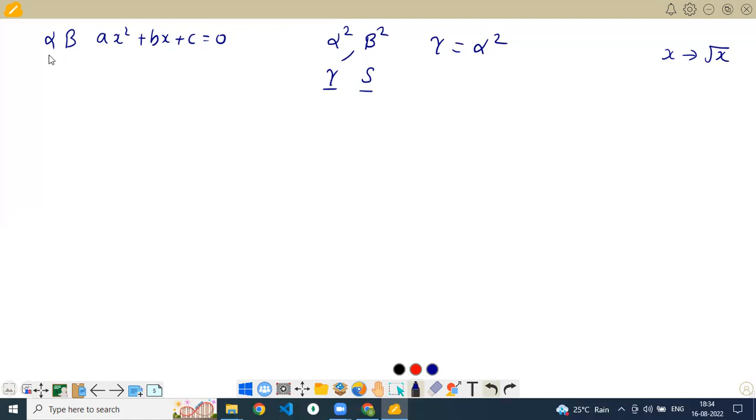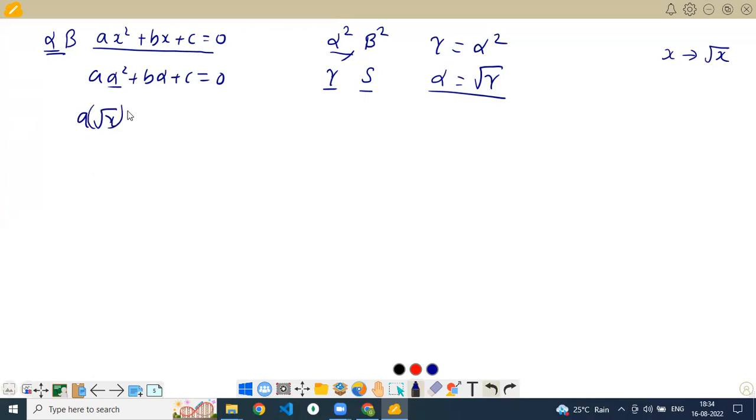Again, the roots have a symmetric relationship. What does that mean? That means alpha is equal to square root of gamma, and alpha is the root of this equation, that is a into alpha square plus b into alpha plus c is equal to 0. Now, what is alpha equal to? Alpha is equal to root of gamma. So a into root of gamma square plus b into root of gamma plus c is equal to 0.